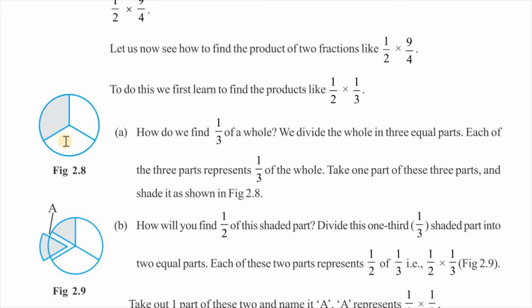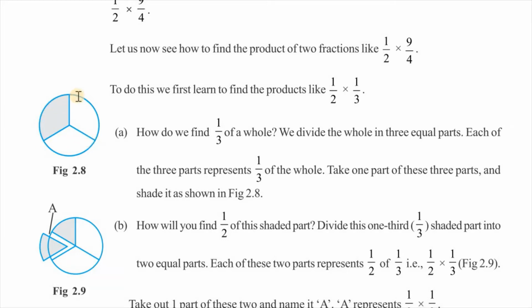Now consider this shaded part. How will you find half of this shaded part? Again, you want to find half of this. Divide this 1/3 shaded part into 2 equal parts. For example, consider that this is a pizza. You have one pizza with you and 3 of you are friends. You divide it into 3 equal parts and all of you have a part.